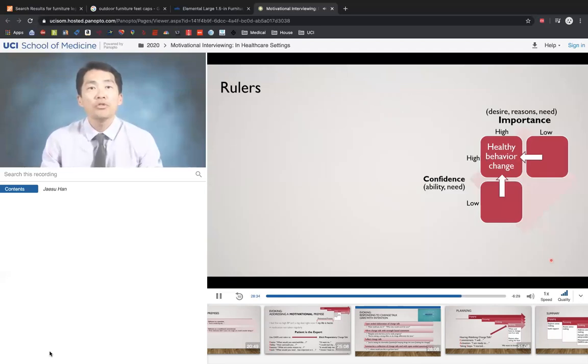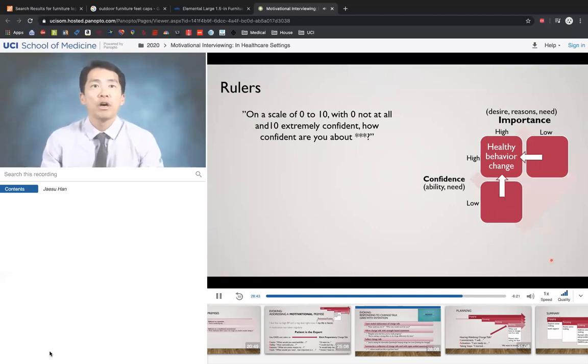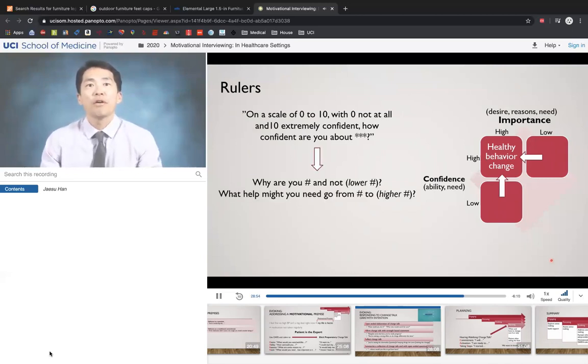So one additional very powerful tool for evoking change is the use of rulers. And that basically is listed here on a scale of 0 to 10, with 0 being not at all, and 10 being extremely confident. How confident are you about, for example, losing weight? Now, if the patient says a 5, what you don't want to say is, well, why isn't it a 10? What you actually want to do is to give a lower number. So if the patient says 5, you might say a 3. You say, why are you a 5 and not a 3? The answers you're going to get are the reasons why their confidence is higher, right? Which is, again, change talk.